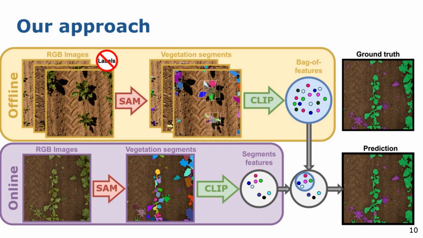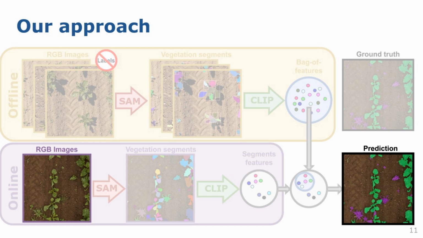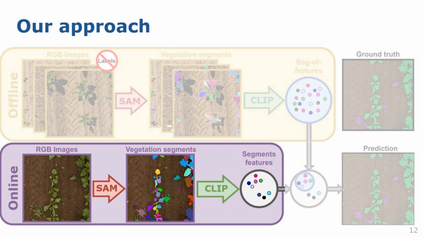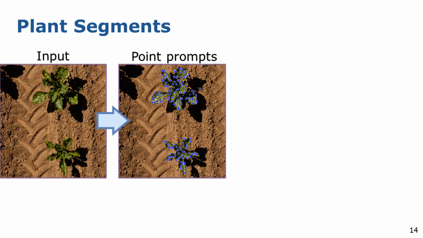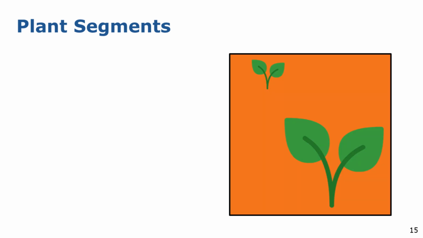Which brings us to our approach. We take as input an RGB image and we would like to output the crop weed semantic segmentation. In order to do this, we first segment all of the plants in a given input image. And this can be done in the following way. From the given input image, we must first obtain the point prompts to prompt SAM. Let's take a closer look on how we actually obtain these point prompts.